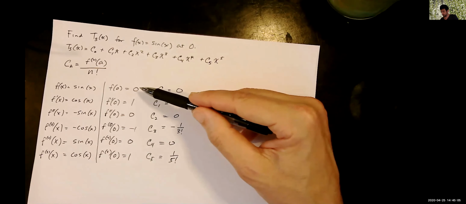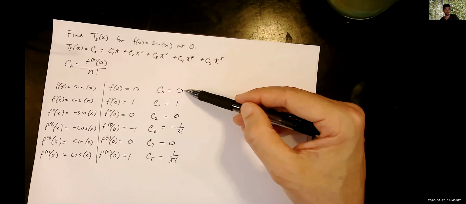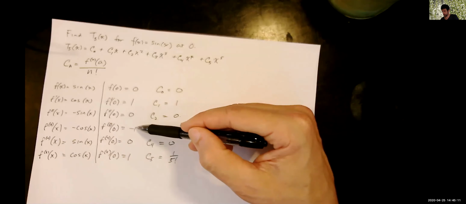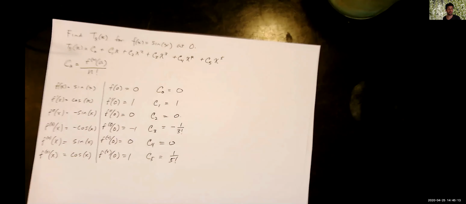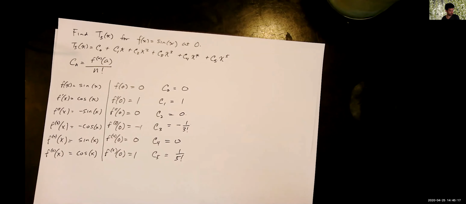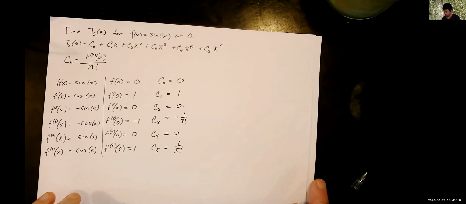All I've done is put the 0th one over 0 factorial, the first one over 1 factorial, second one over 2 factorial, third one over 3 factorial, right? Just following the program of that formula that we developed a little while back, okay?